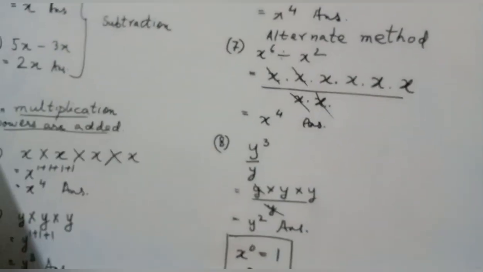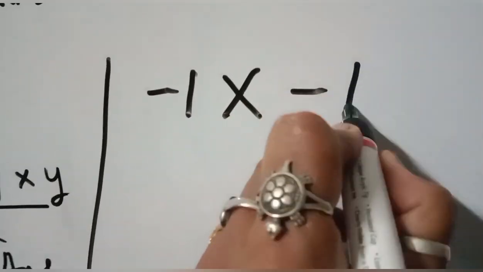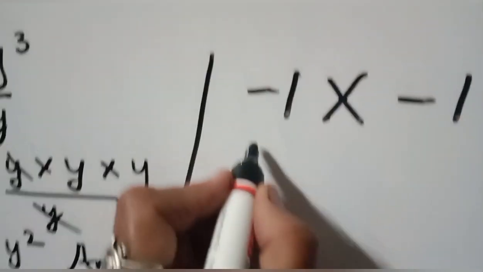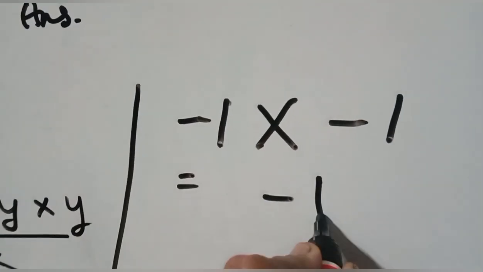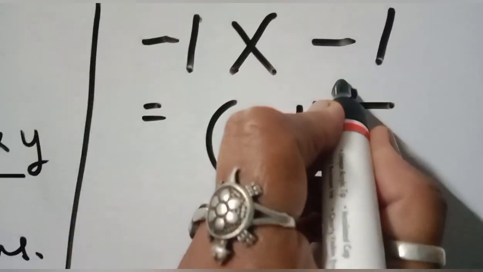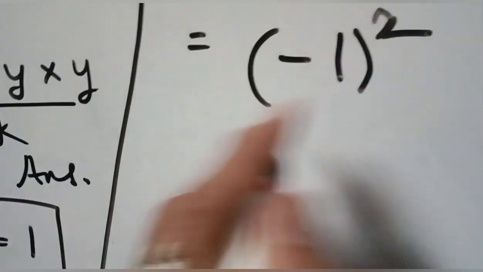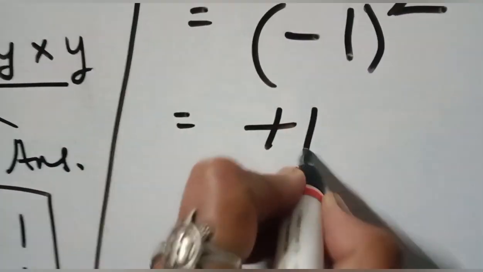Yeah, these are the very simple things which I have discussed today. Another important thing which I would like to mention is, just see it. Minus 1 into minus 1, isn't it? What can I write here? Minus 1 to the power 2. Minus 1 into minus 1, which becomes plus 1.